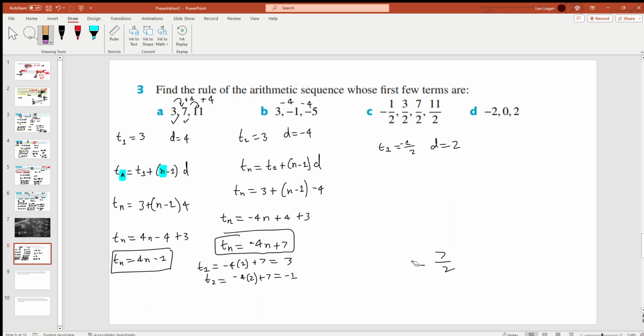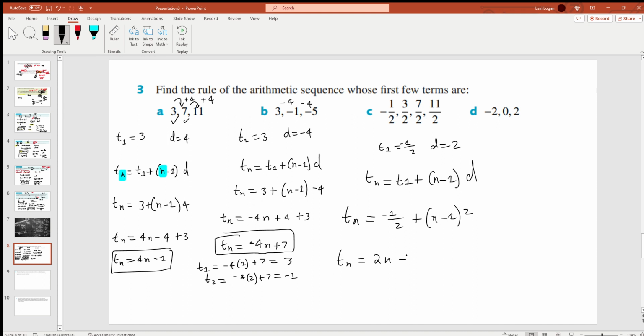So now we've got to pretty much make a rule for this arithmetic sequence. So you rewrite the rule, t of n equals t of 1 plus n minus 1 times by d. So we substitute that information in. So t of n equals negative a half plus n minus 1 times by 2. So t of n equals 2n minus 2 minus a half.